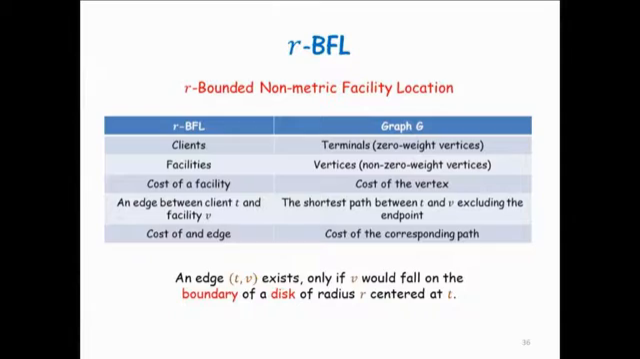Clients will be terminals. Vertices will be facilities. And for every terminal, I put a disk of radius r and connect it to the vertex on its boundary. So that's just formalizing what we had in the previous slide. This is my RBFL instances.